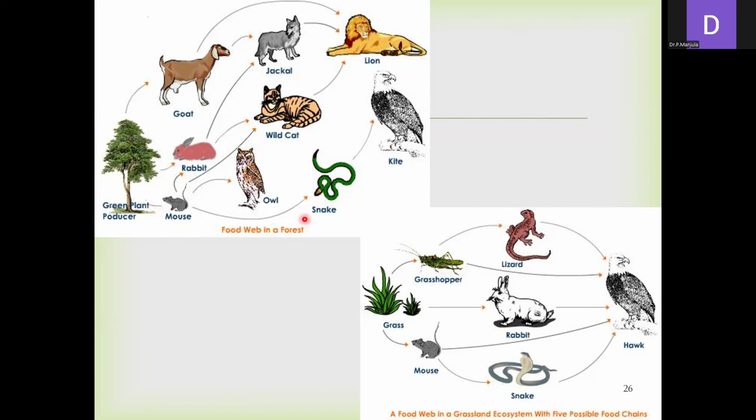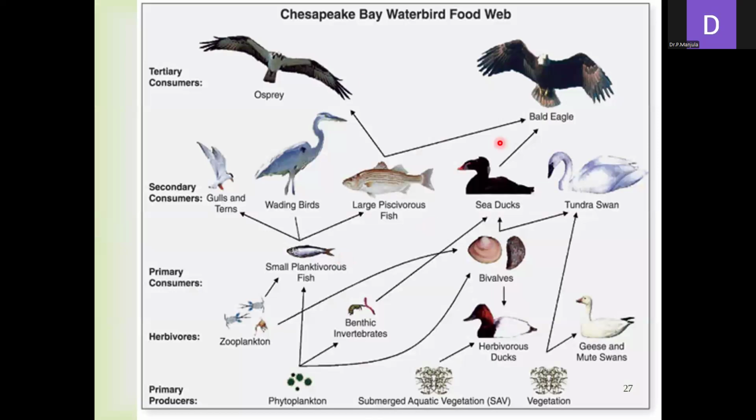The last one is green plant to mouse, snake, kite and lion. Here again the mouse goes on, so many food chains are there. So it is a food web, the network of food chains.